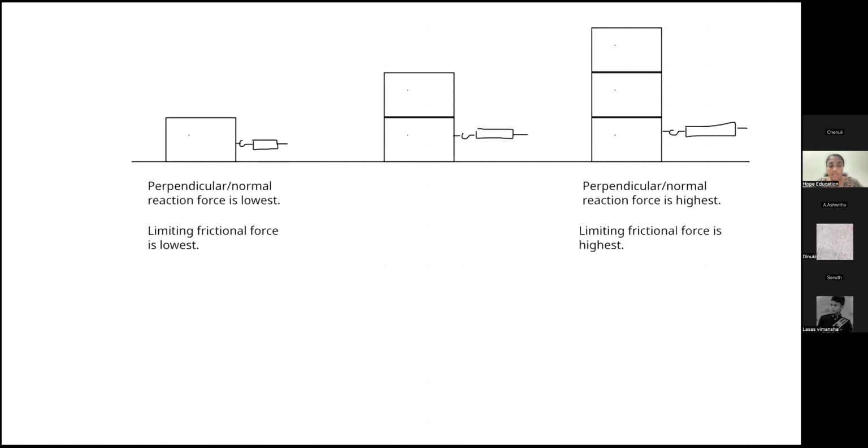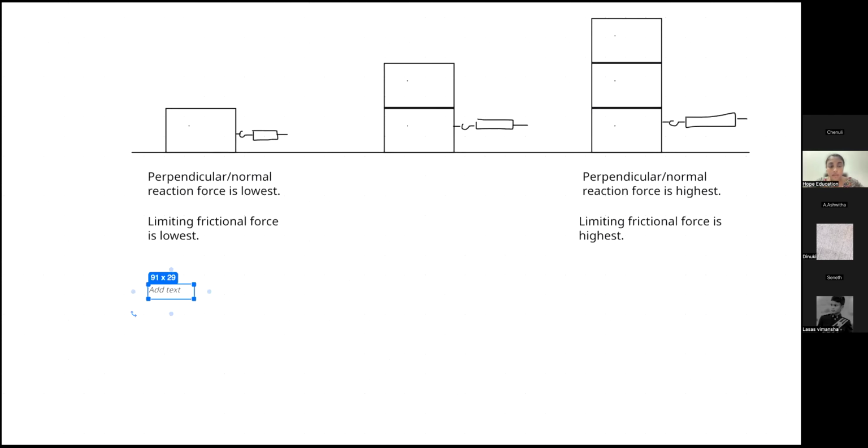From that we can say, therefore, limiting frictional force depends on the normal or perpendicular reaction force.